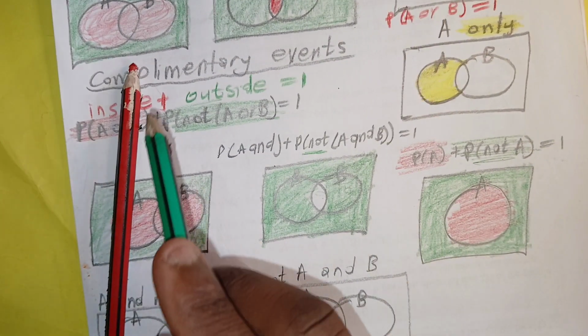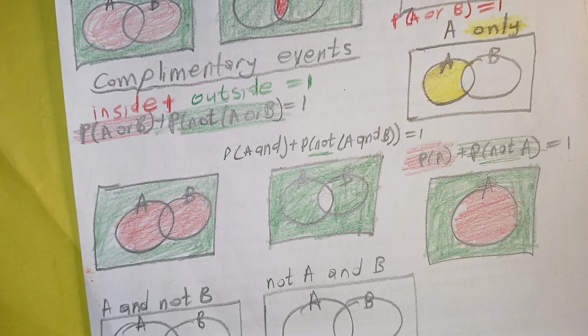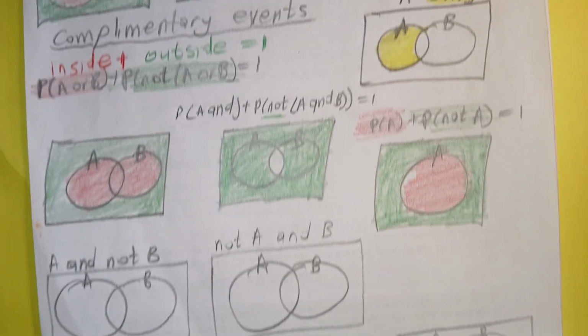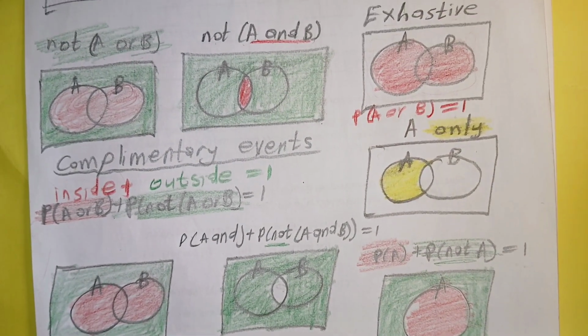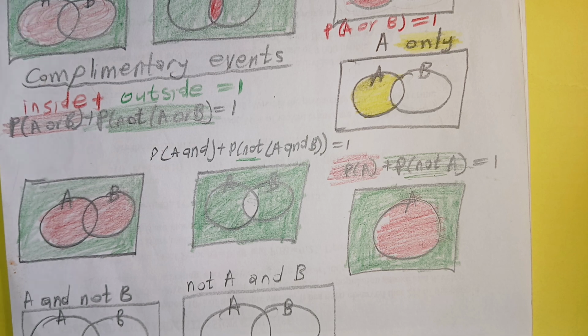It's what we call what? Complementary event. Complementary event. Do you see? Yeah. So now let me just show you. You can also screenshot this one. Complementary event. Screenshot this one and do your own notes.